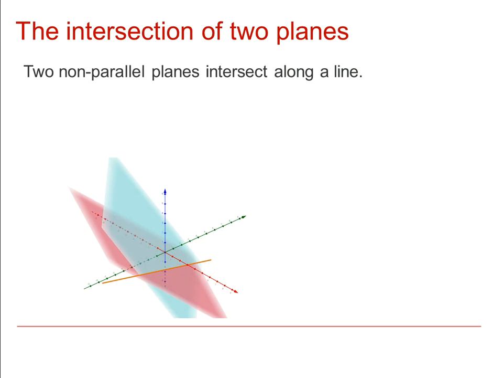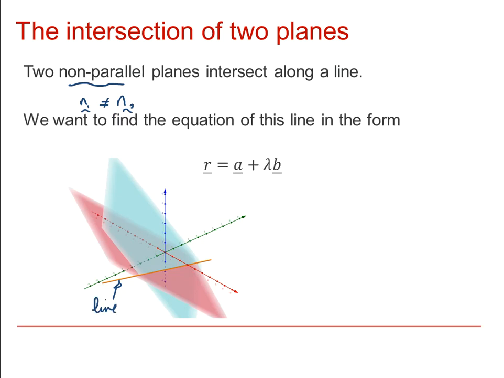This diagram shows that if we've got two planes that are non-parallel, now by non-parallel their normal vectors are not going to be the same as each other, so n1 is not the same as n2, then they will intersect along a line. And we'd like to find the equation of that line in the form r is equal to a plus lambda b. Remember, a is a point on the line and b is a direction vector. So we've got point plus direction.